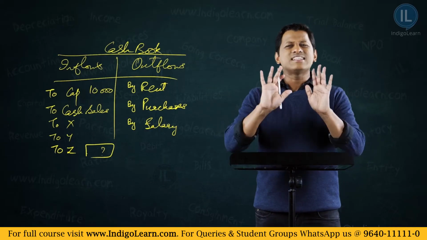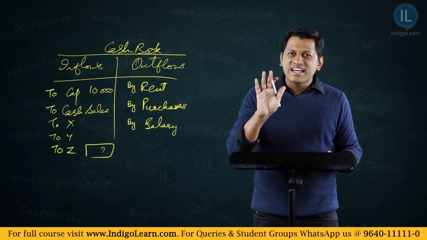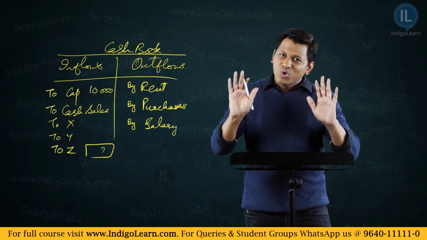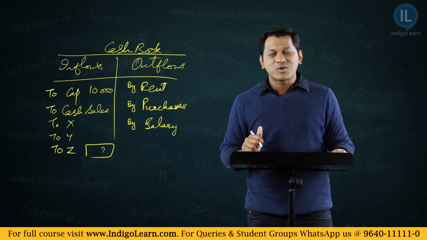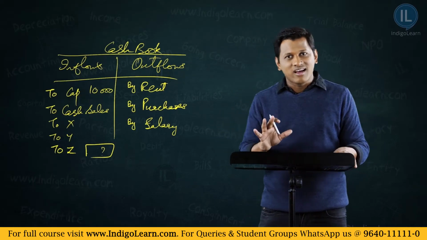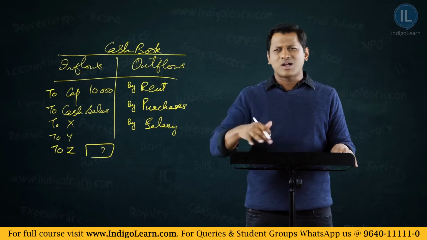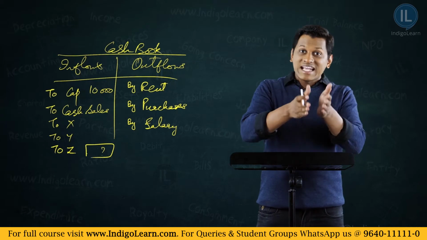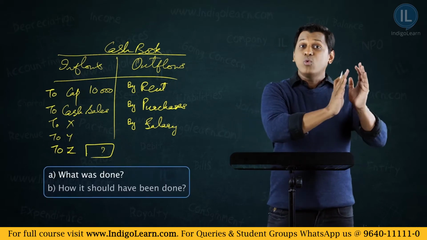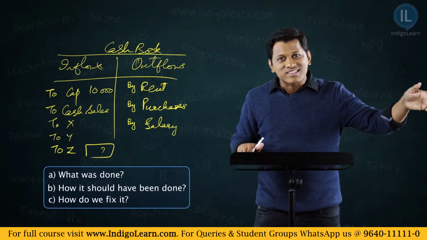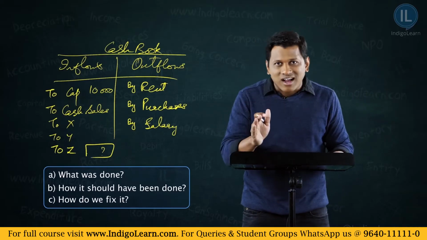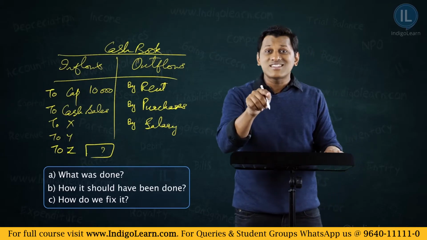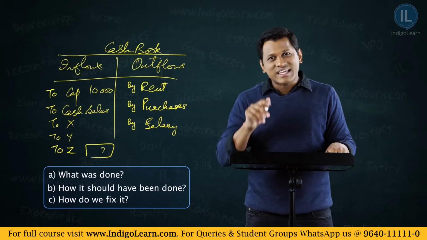Now, this is academic. What is really required for you to solve problems? For you to solve problems, if you know that it is an error, it is sufficient. Because once you know that it is an error, whether it is an error of omission or commission or whatever it may be, I know it is an error. Now I want to know exactly what was done, how it should have been done, and how we fix it. So in examination, don't get stuck at this point of analyzing what kind of errors they are, unless the question is only about identifying the kind of error.